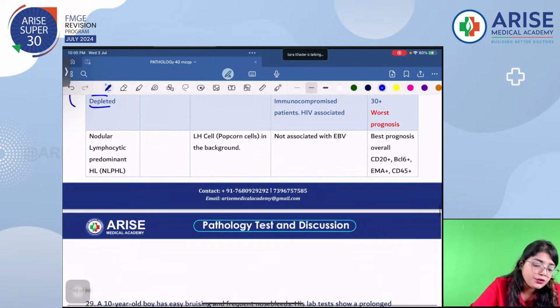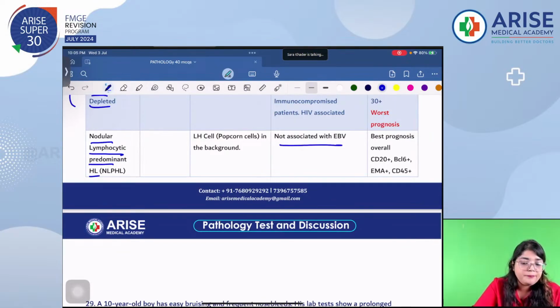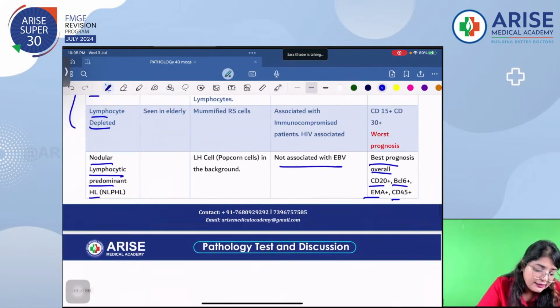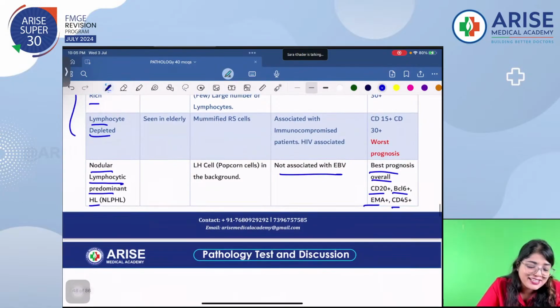And all of them will be CD15 and CD30 positive, except for nodular lymphocytic predominant. It is not associated with EBV. It is having the best prognosis overall, and it has CD20, BCL6, EMA, CD45 positivity. Just remember CD30 and 15 negative.